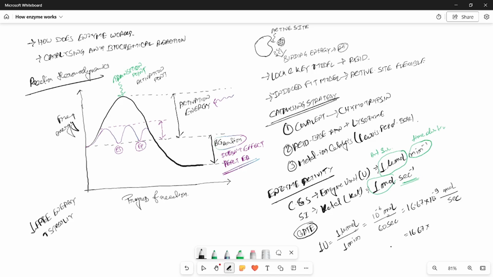Now we can write 16.67, 10 to the power minus 9 means nano, and mole per second means katal. Thus, what we can understand from this is that 1 enzyme unit equals 16.67 nanokatal. And these types of questions are actually important for GATE as well.